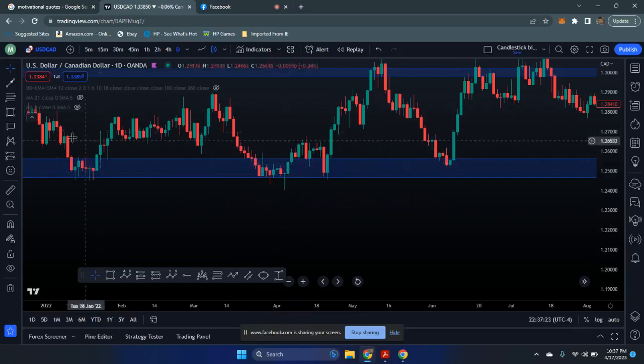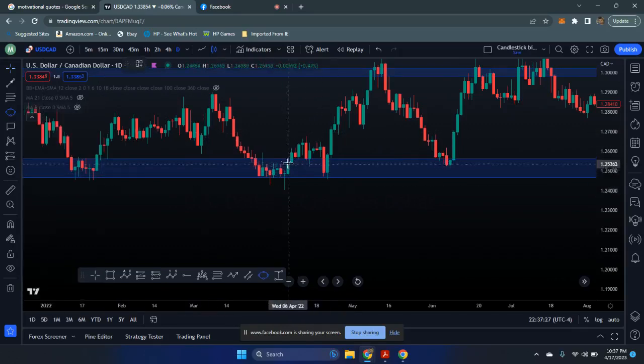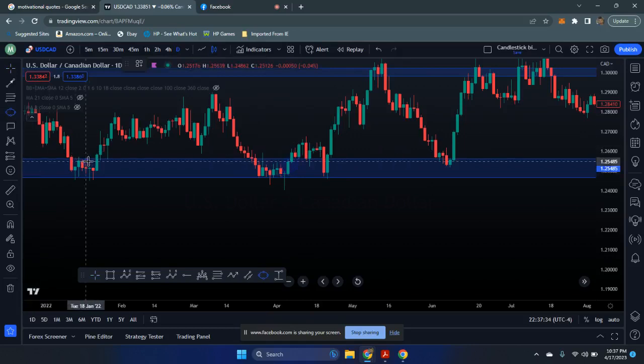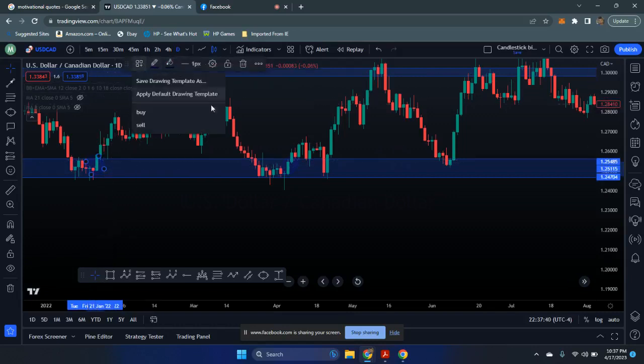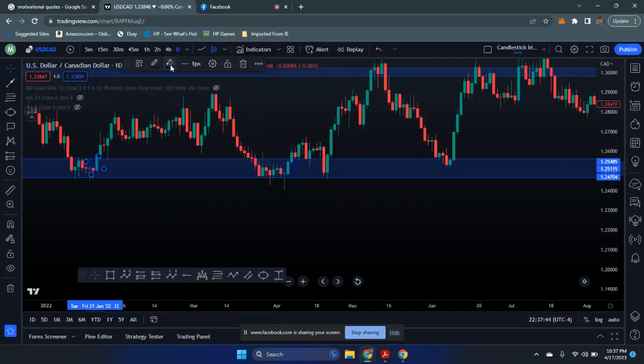This is a bullish engulfing right here. This is also a morning star formation. But we only are indicating the bullish engulfing. I need to change this a different color, maybe green. Let's do some money green.